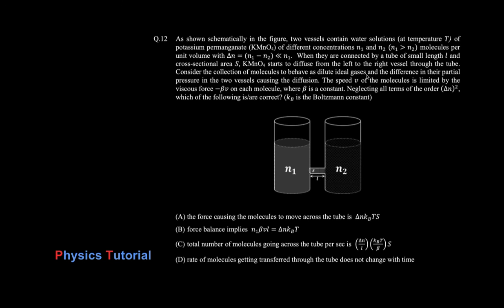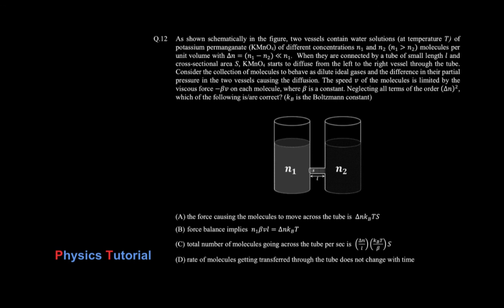Therefore, in the tube consider the collection of molecules to behave as a dilute ideal gas, and the difference in their partial pressure in the two vessels causes the diffusion. The speed v of the molecules is limited by a viscous force beta v on each molecule, where beta is a constant, neglecting all terms in delta n square.